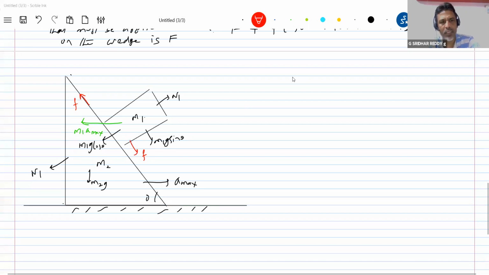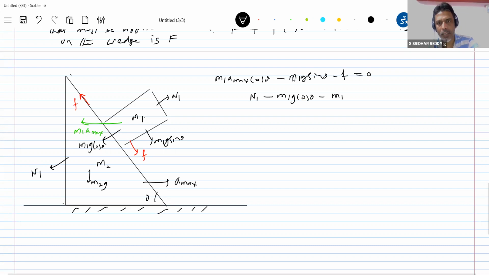Friction will act along the incline. So this should be M1 A max cos theta minus M1G sin theta minus F equal to 0. Then N1 minus M1G cos theta minus M1 A max sin theta equal to 0. Then F is equal to mu N1. Solve for that, we'll get the required value of A max.